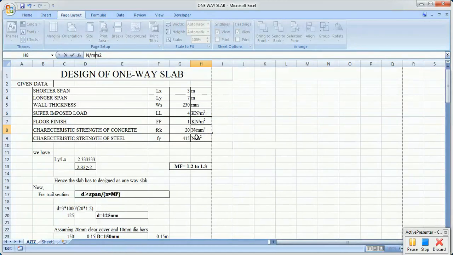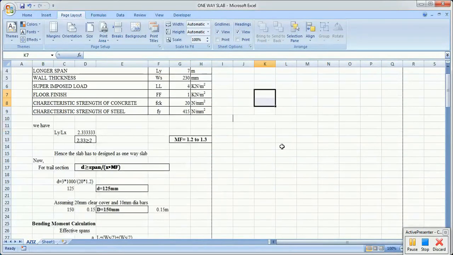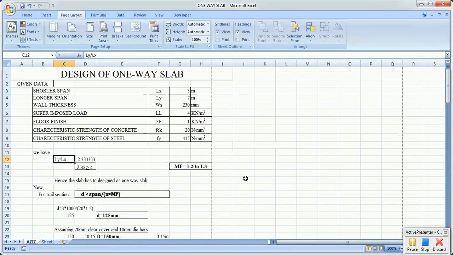This also you have to make Newton per mm square. Understood? So you have to type everything in the Excel spreadsheet. Then the next option is Ly by Lx, the ratio of longer span by shorter span. We have to check. We know that it is a one-way slab, but still you have to check the ratio. So that ratio is Ly by Lx.